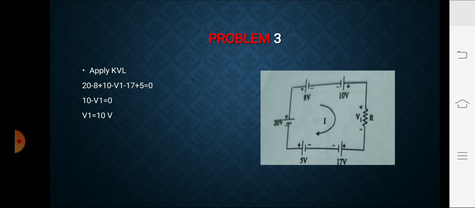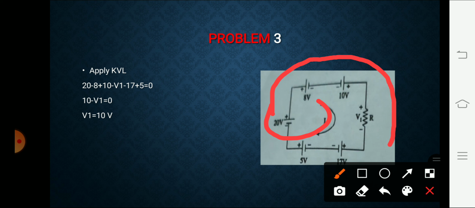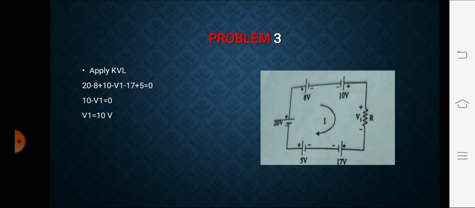So here the current flows from negative to positive, so we put positive 20 volts. The current flows from positive to negative. Next, positive to negative, negative to positive, positive to negative, positive to negative, negative to positive. So substituting the values, we get the voltage across the resistance, V1, equal to 10 volts.